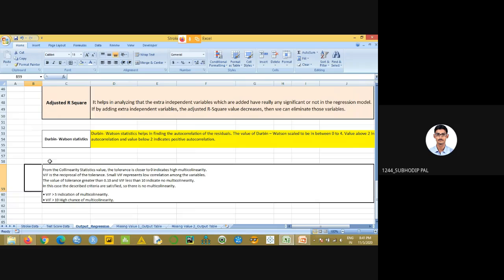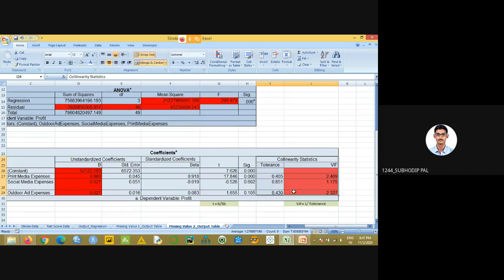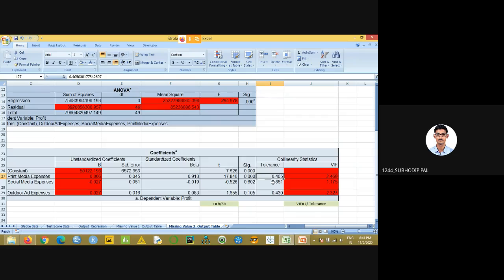Next I was talking about the VIF and tolerance, right? So what is VIF and tolerance? That was part of the collinearity statistics. So from collinearity statistics, a tolerance closer to zero indicates high multicollinearity. How much was the tolerance here?